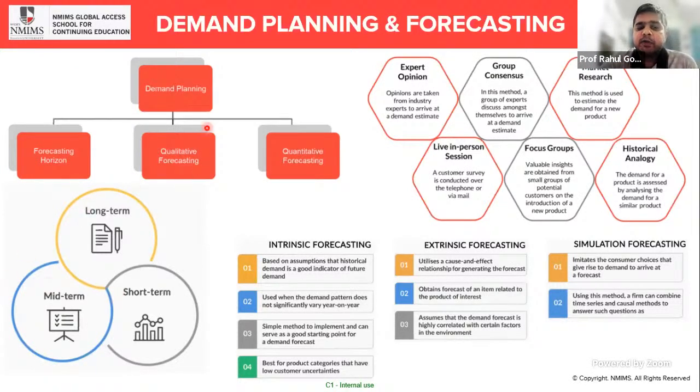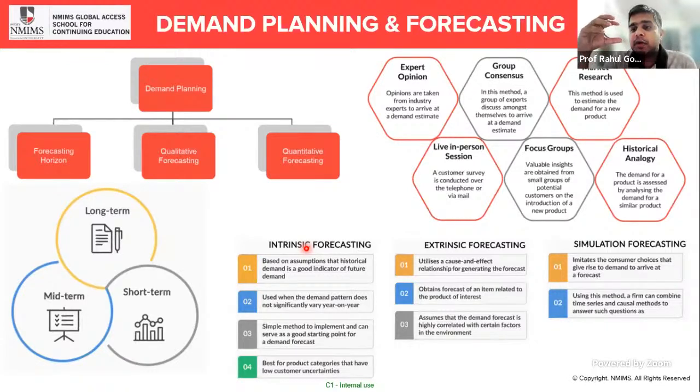So we said that when we talk about demand planning, forecasting horizon, qualitative forecasting, and quantitative forecasting are various elements which we need to take care of. And we said that there are three broad ways of generating a forecast. First is intrinsic forecasting, when you can safely assume that whatever patterns were there in the past for an SKU or an item, the same patterns are going to continue in future. So you only depend upon your historical sales data to generate a forecast. That's called intrinsic forecasting.